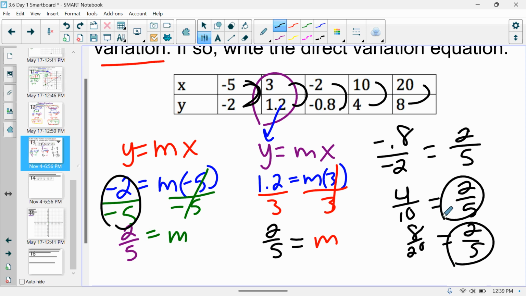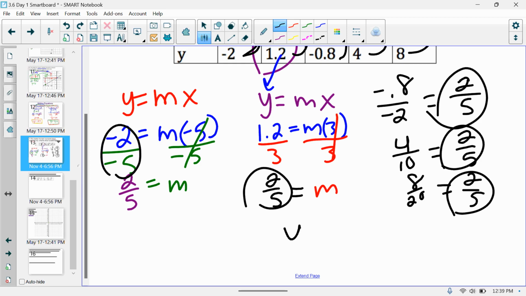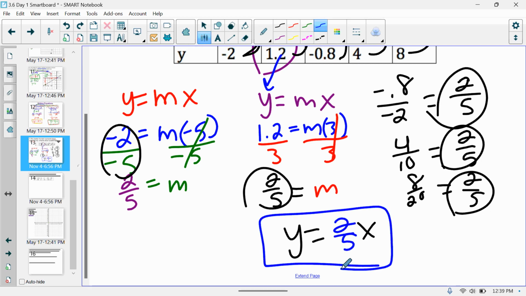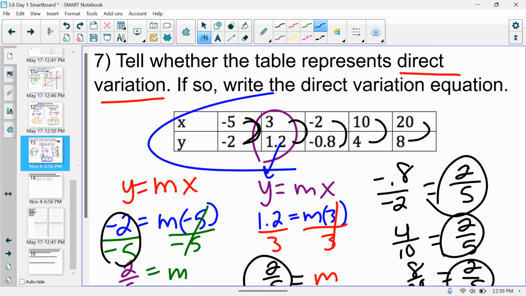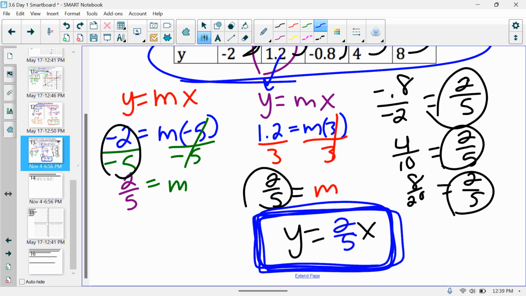Guys, that number is called the constant of variation. Like in direct variation in this formula, y equals mx, that number is your m. You're going to fill in 2/5 to write your equation, okay? So that's our answer. Again, if we really wanted to check our work, we could go type this in y equals in our calculator and go look at the table and see if it's the same as this table. And it would be, because this equation works for all of the points, okay?